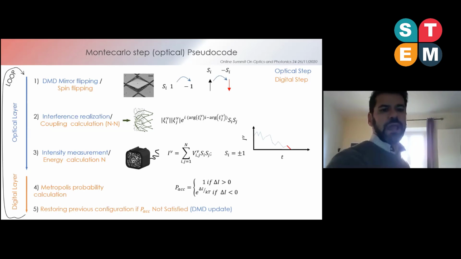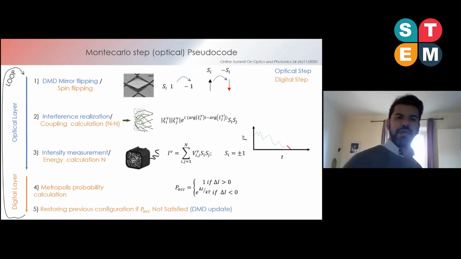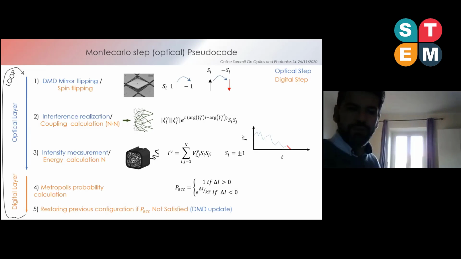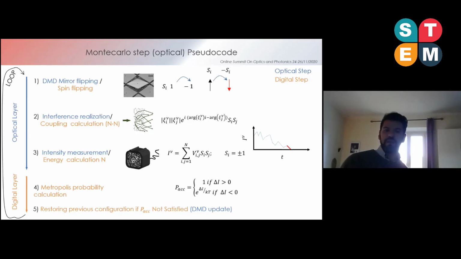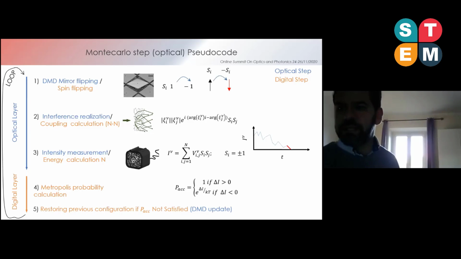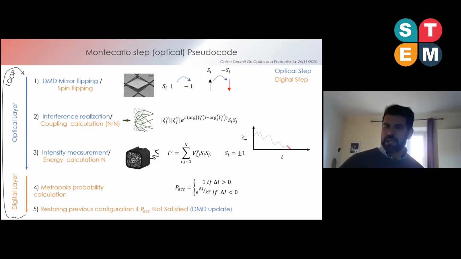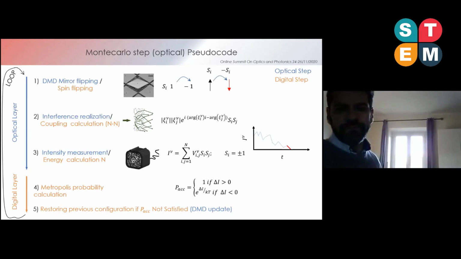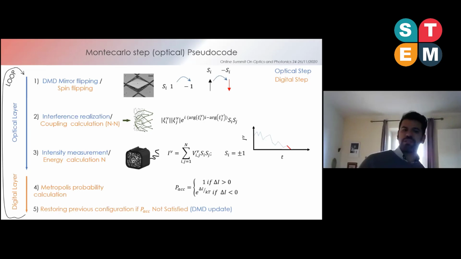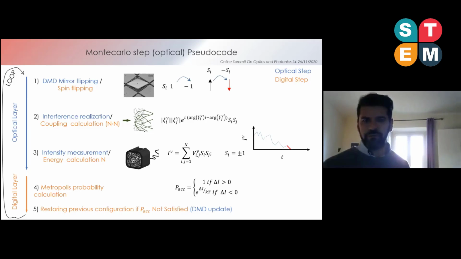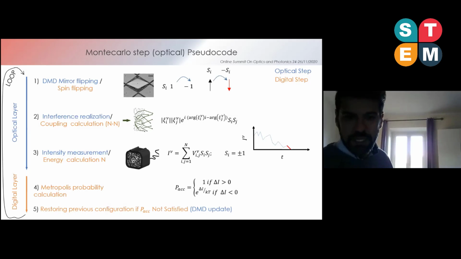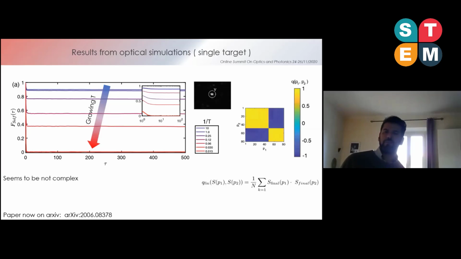Then you have the coupling calculation, which is performed by the disordered material, the intensity measurement, which corresponds to the energy calculation, and then you have to accept or refuse the movement, and this is done numerically on the digital layer, calculating the Metropolis probability, and accepting or refusing it by updating the DMD configuration. So we have a loop out of this, and with this we are capable of making our simulation. So we repeat the Monte Carlo simulation many times.